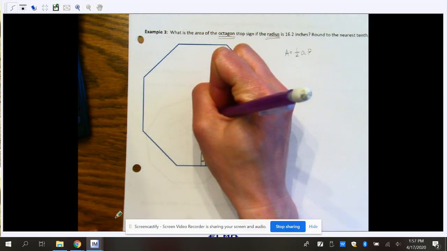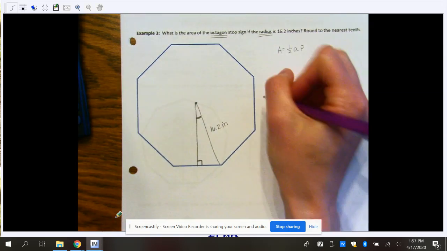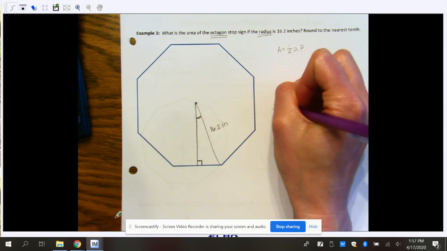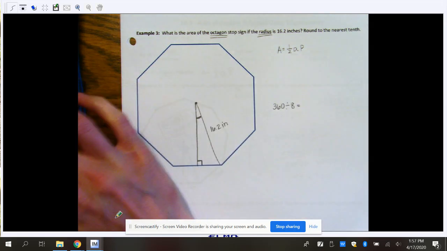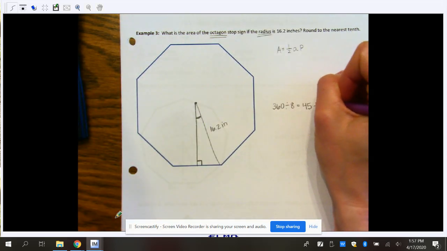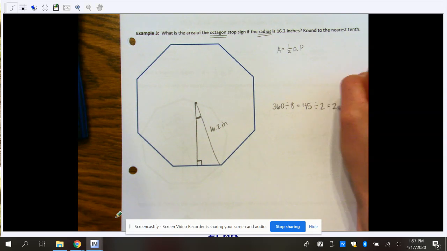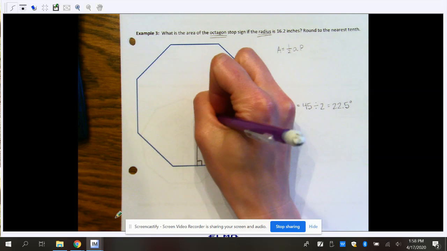So I need to still figure out this angle measure right here. So 360 divided by 8 is 45. So when I divide that by 2, I get 22.5 degrees.